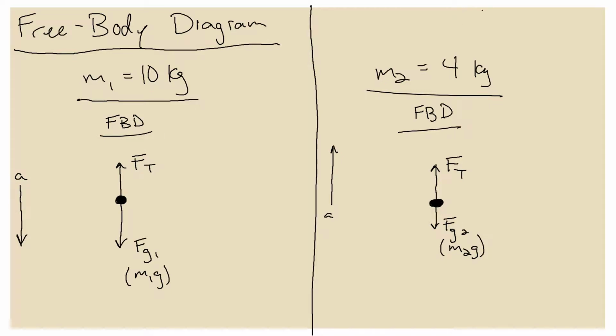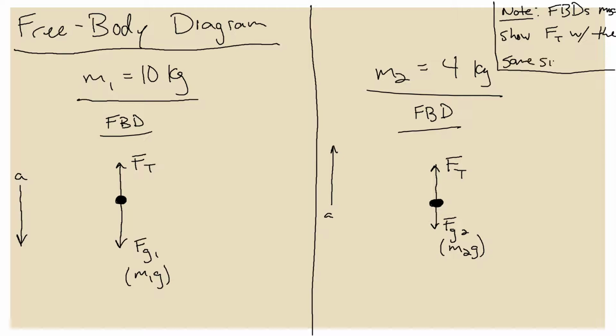Let's just write off to the side here because this is important. Note, FBDs, free body diagrams, must show FT with the same size. And I'm going to write in parentheses here, arrow length. That says must up there, by the way. It's kind of getting cut off. Okay.